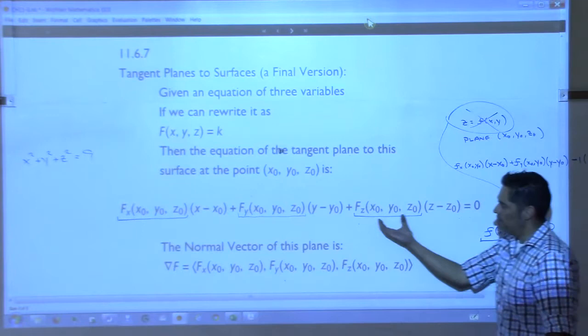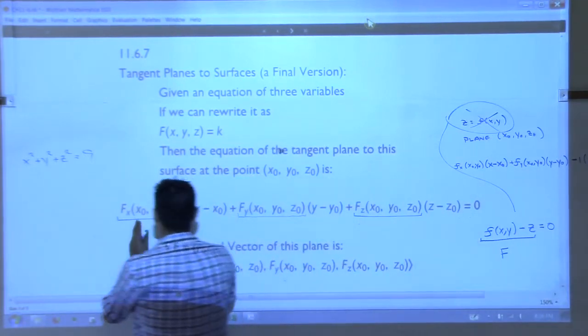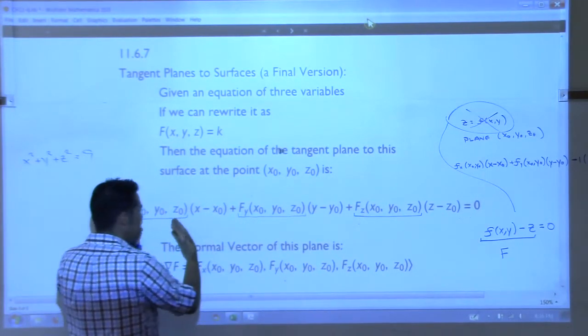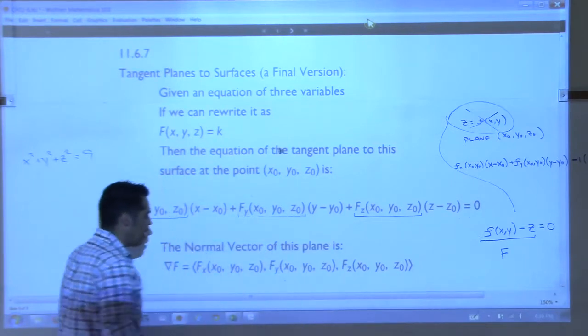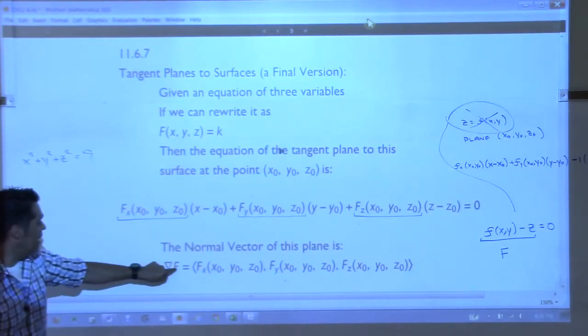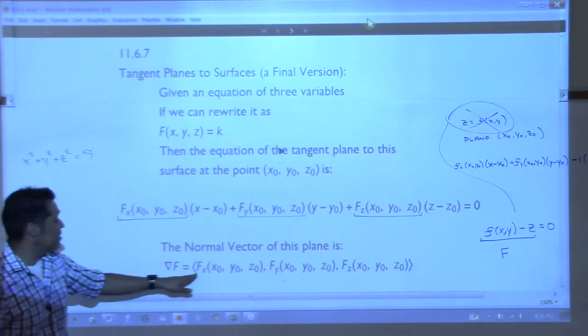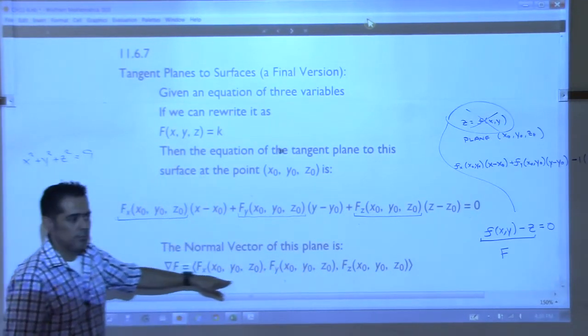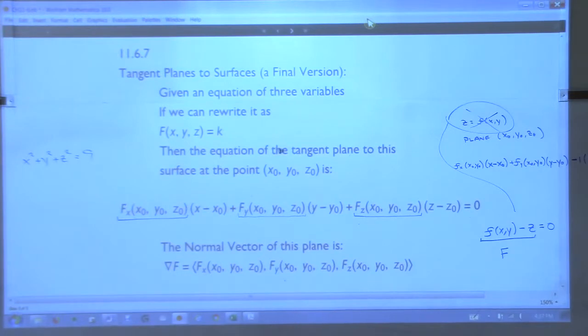So these right here are the constants out front. Those basically make up our normal vector for our plane, and that's what this says. If you notice, the gradient of our function, capital F, is actually the normal vector of the plane. So that gradient is something else, isn't it? It gives you quite a bit of information.